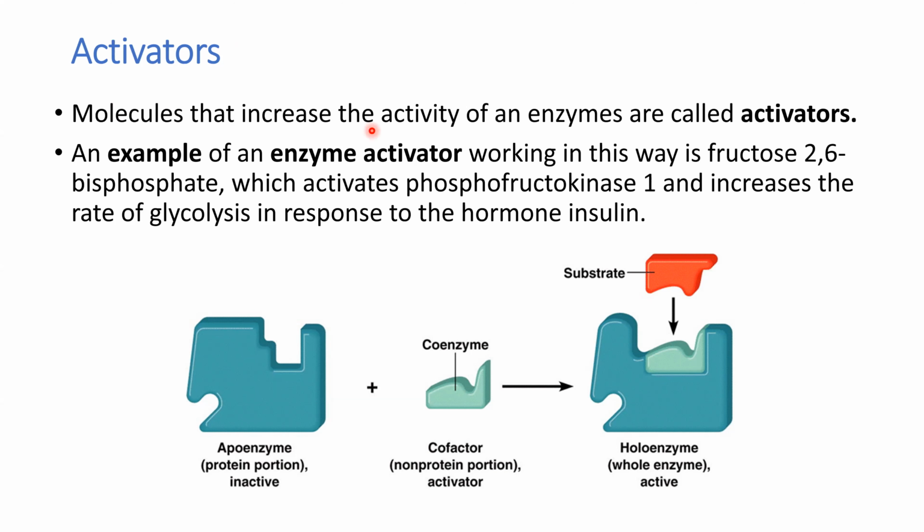Molecules that increase the activity of an enzyme are called activators. An example of an enzyme activator working in this way is fructose 2,6-bisphosphate, which activates phosphofructokinase 1 and increases the rate of glycolysis in response to the hormone insulin.